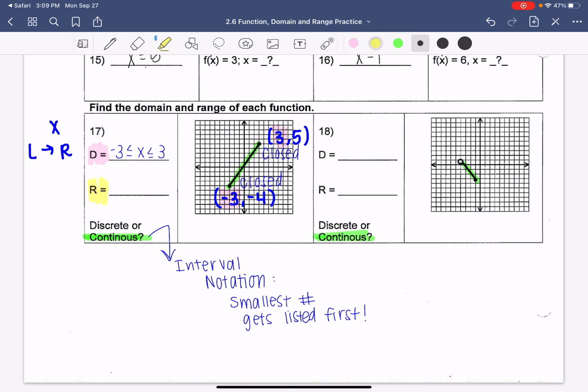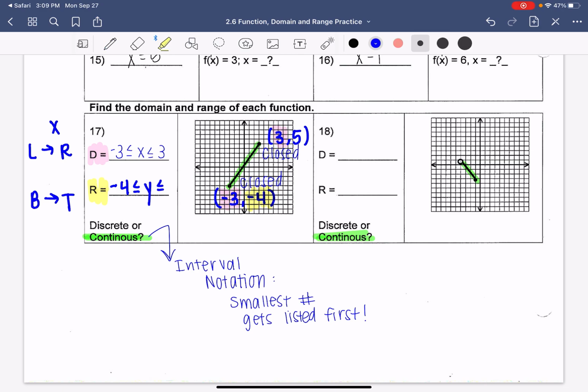Our range is from bottom to top. So you're looking at the furthest bottom this graph gets. Luckily for us, the furthest bottom this graph gets is at this point of -4. So -4 gets listed first. Y goes in the middle, and our interval signs, inequality signs, always go the same direction.